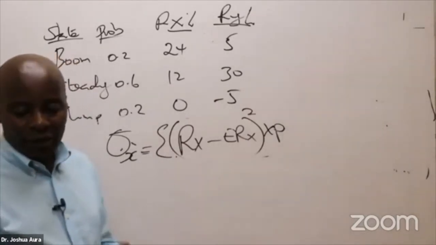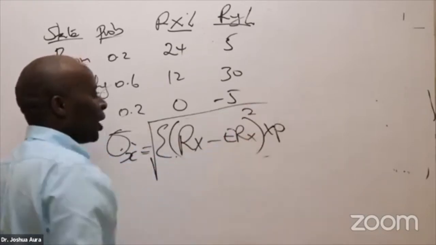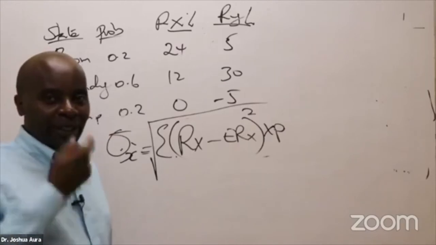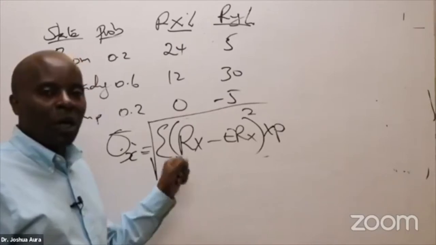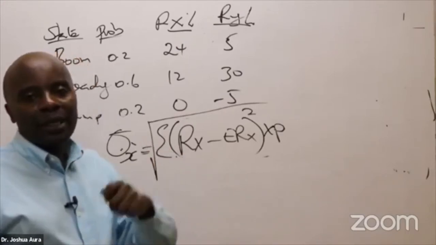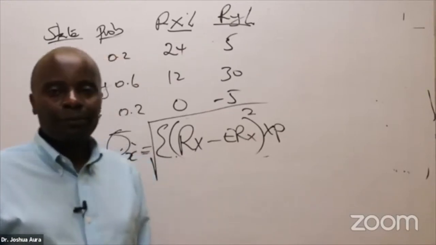And then at the end of the day, it can't be a standard deviation if it doesn't have a cap. That cap is very important. It's called a square root. This is the formula of standard deviation that I would want you always to remember, my good students of RCM.